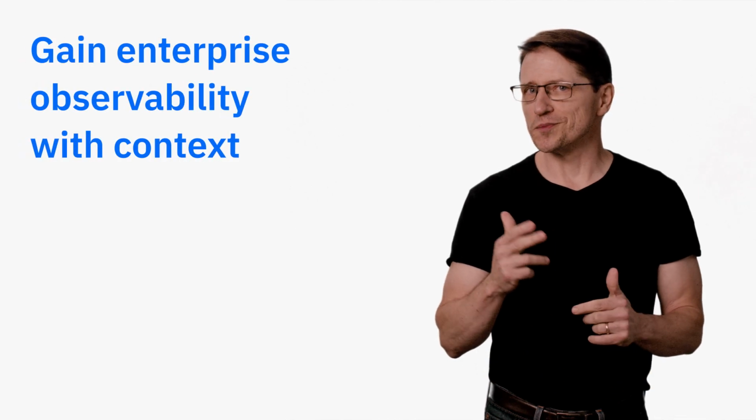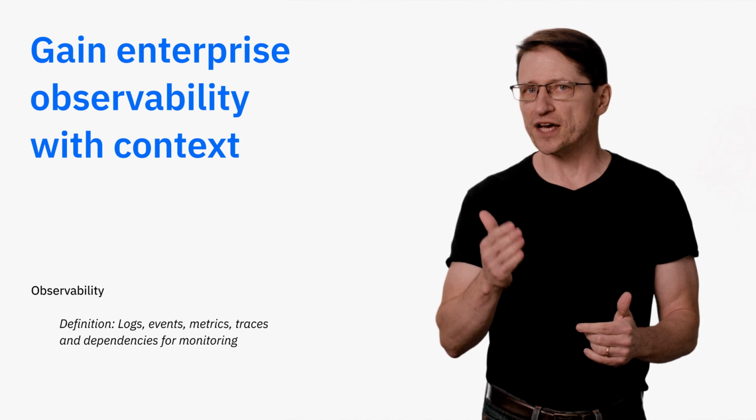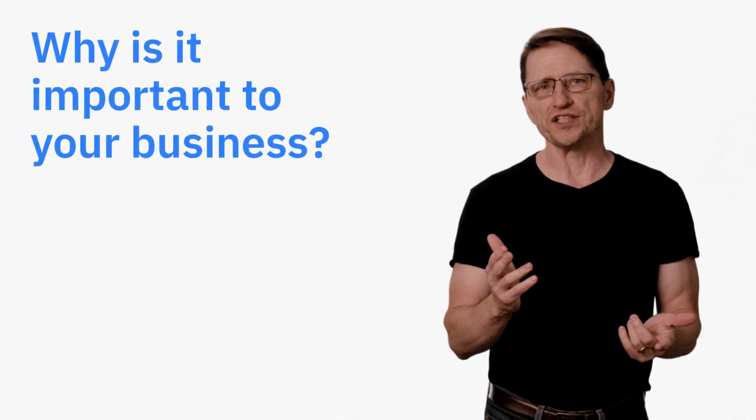You probably know about observability. It's an umbrella term referring to all the logs, events, metrics, traces, and dependencies associated with your business applications. This data is used to monitor application health and, when needed, pinpoint the cause of problems. But why is observability so important to your business and IT operations?